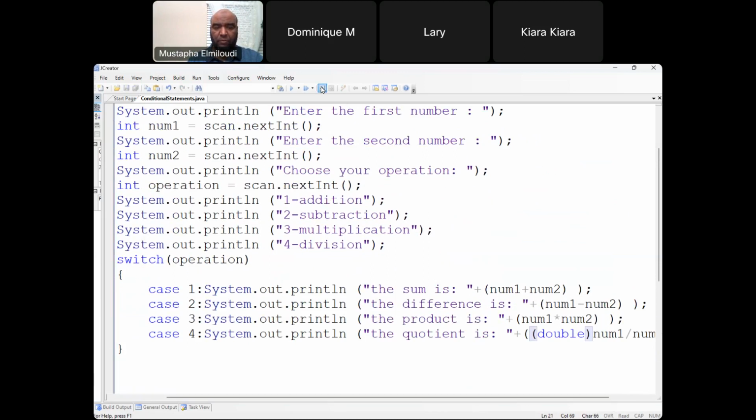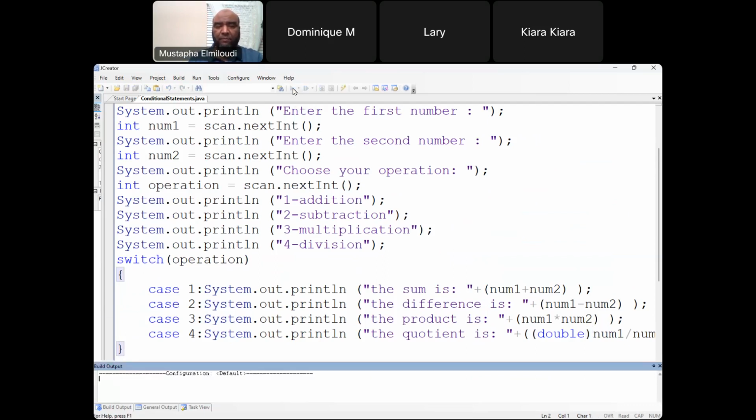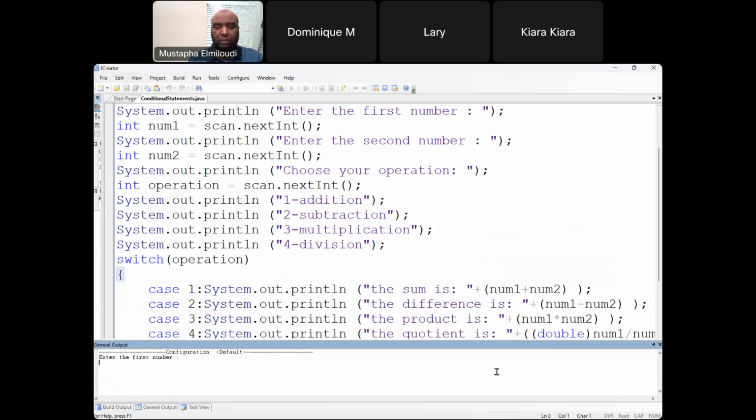No error. Remember, after switch, you have to have these two braces. If you don't have them, then you're going to get an error because it shows the beginning and the end. Now let me run the program and see. It's going to ask me the first number, let's say 12. Second number is 4. Okay, choose your operation. I'm going to choose number 4. Oh, the quotient is 3.0, which is 12 divided by 4. So far it's fine. That's good.